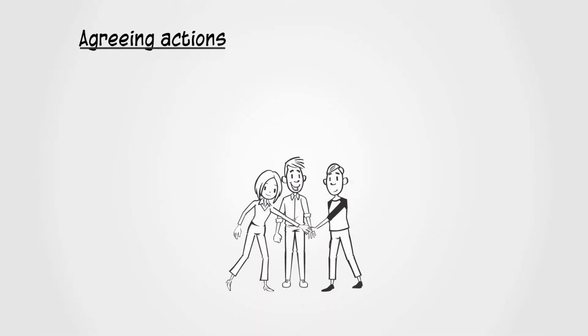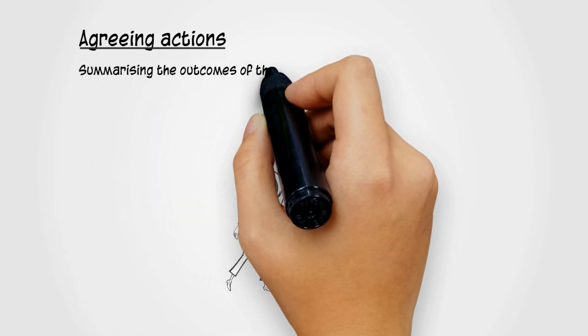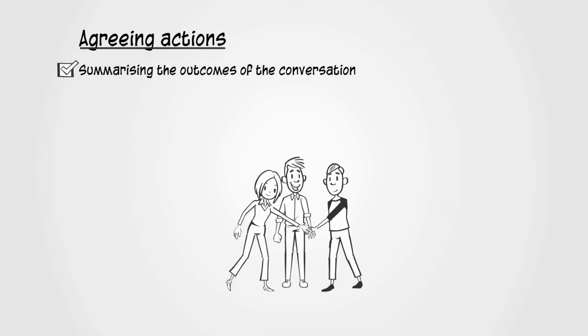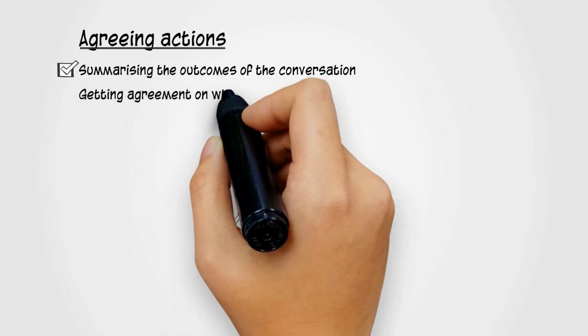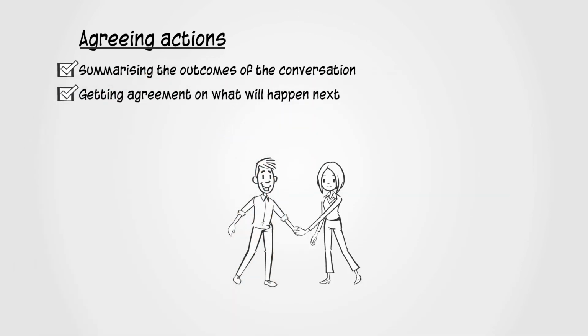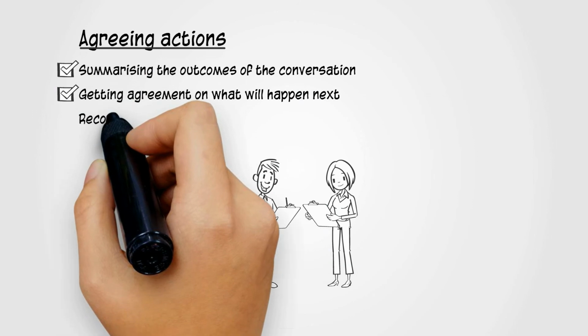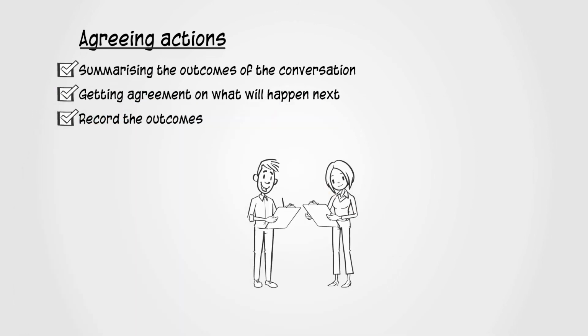The next step is to agree the actions that will resolve the conflict. This involves summarizing the outcomes of the conversation, acknowledging where you agree and disagree, getting agreement on the next stage, and thanking the person for their contribution to gaining the agreement. Record the outcomes if this is necessary.